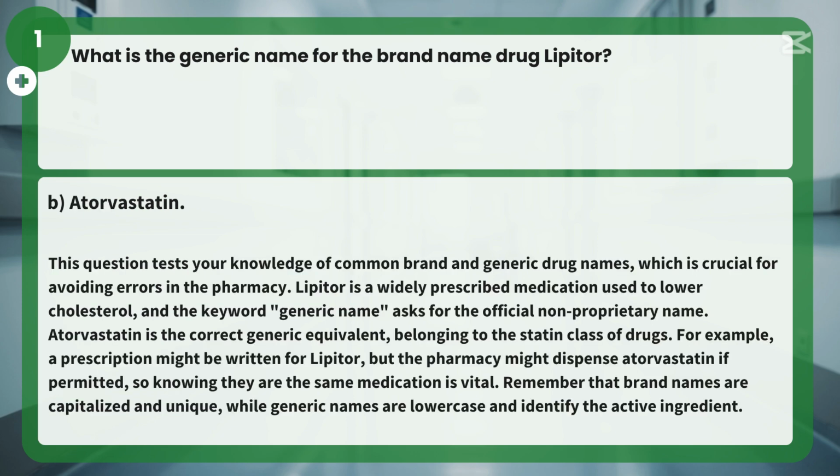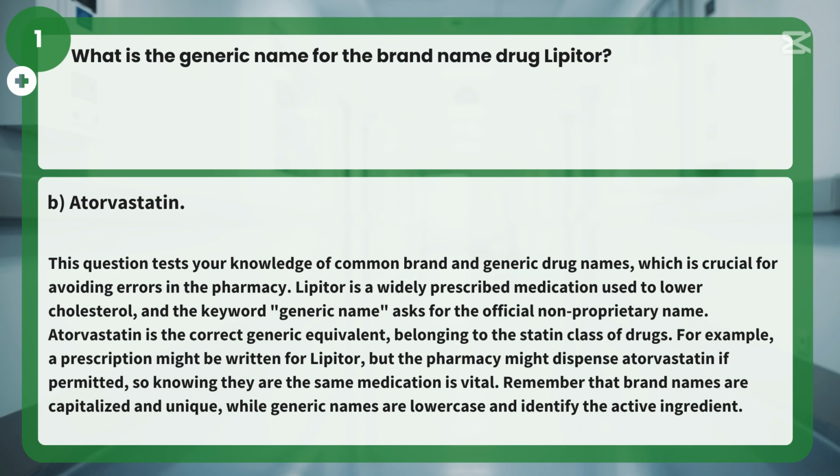Answer: B. Atorvastatin. This question tests your knowledge of common brand and generic drug names, which is crucial for avoiding errors in the pharmacy. Lipitor is a widely prescribed medication used to lower cholesterol, and the keyword generic name asks for the official non-proprietary name. Atorvastatin is the correct generic equivalent, belonging to the statin class of drugs.